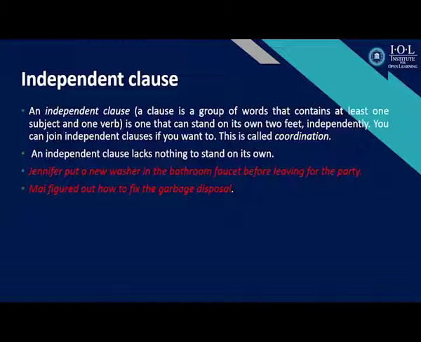For instance, Jennifer put a new washer in the bathroom faucet before leaving for the party. That's an independent clause. And then we have, Mai figured out how to fix the garbage disposal. This again is an independent clause. After reading that independent clause, you get the meaning behind that utterance.